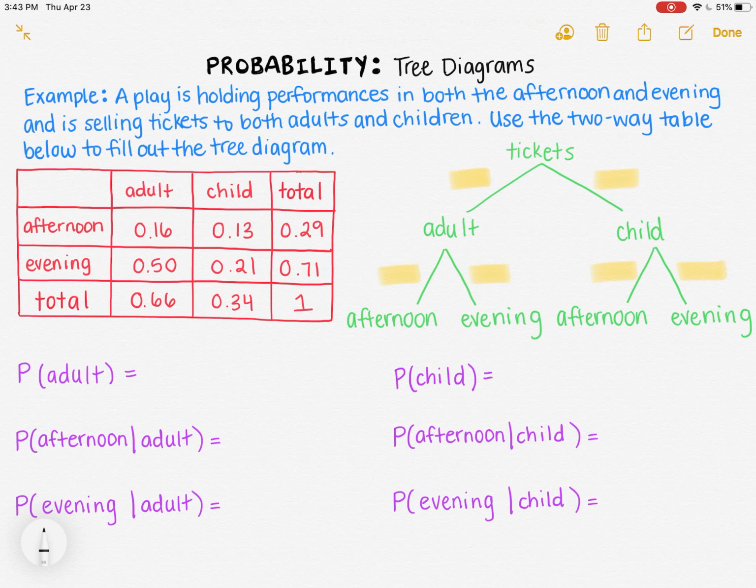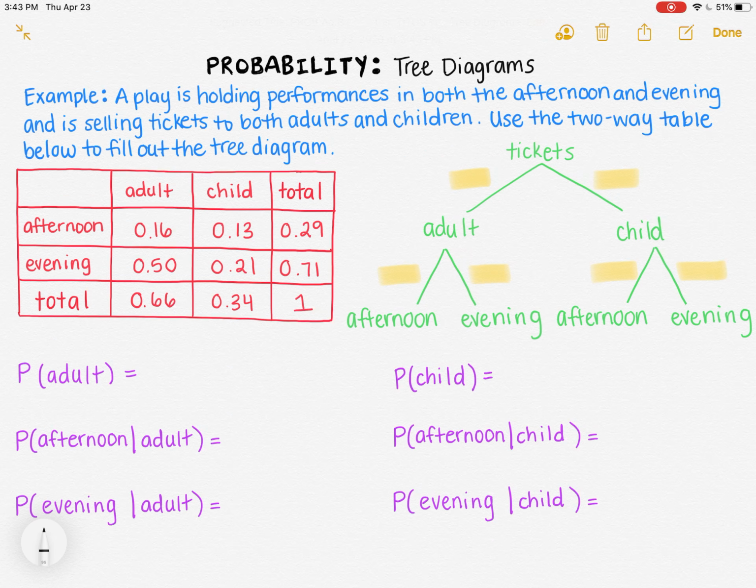The highlighted yellow portions next to each branch will need to be filled in with probability values, and I will explain how to calculate those values as we go through the video. Now, you might notice something different about our two-way table. In the past, our two-way table has been filled with frequency values, which were whole numbers because they represented the number of people that went into each category.